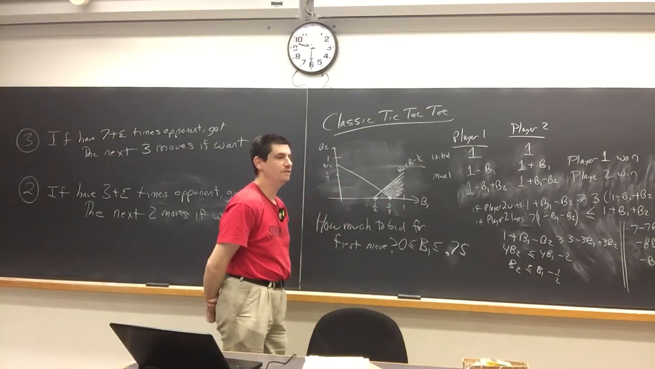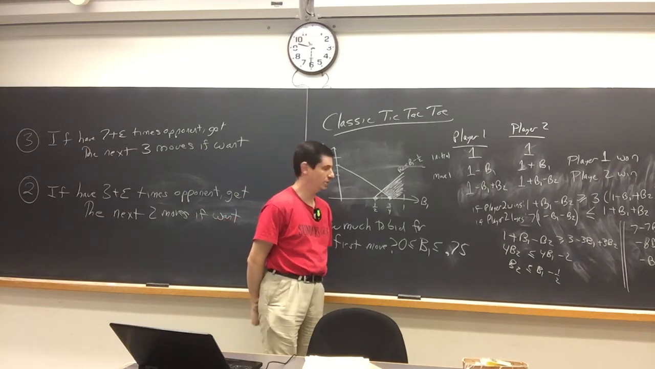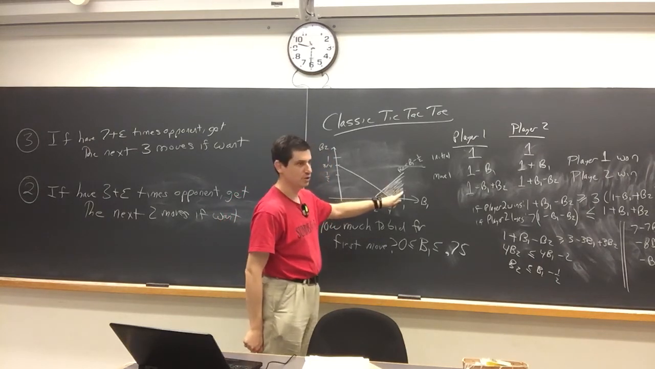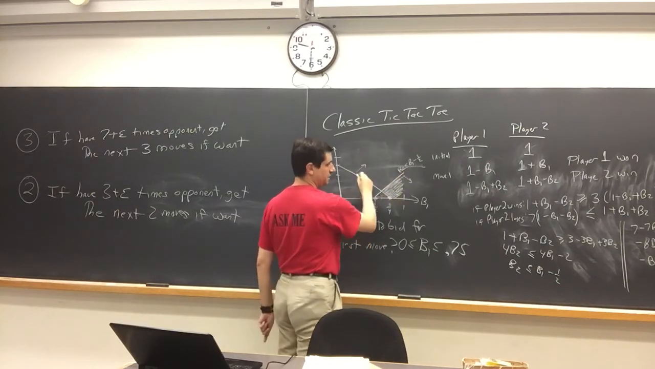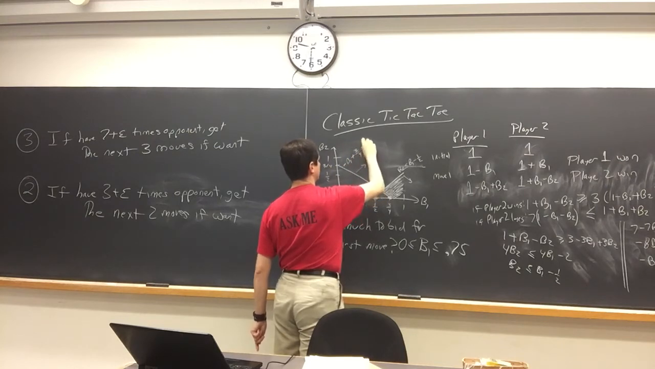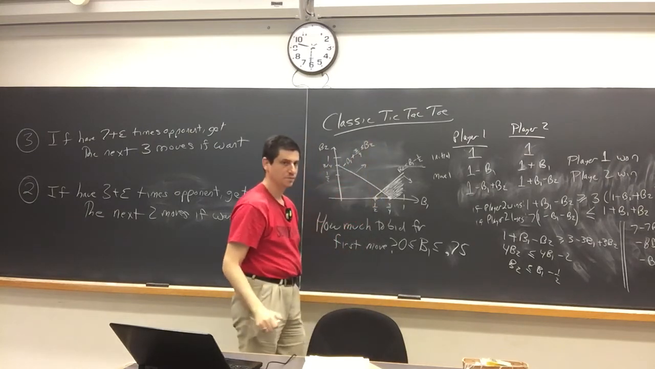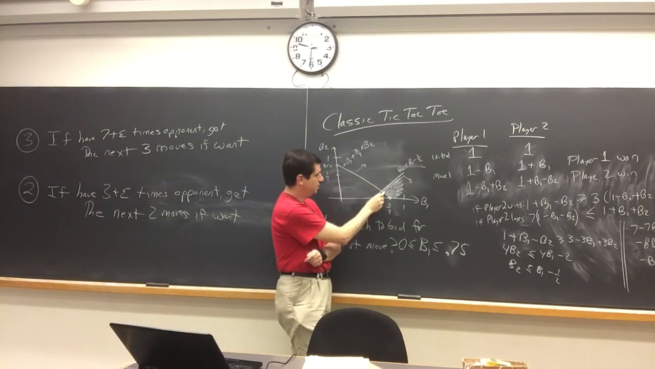We're talking about if the first person bids too much on the opening move, then player 2 will be able to win. So this is the shaded region, which is above this line and below this line. And this is the line negative B1 plus 3/4 is less than or equal to B2. So now, if we bid too much on the first move, if we bid this, then B2 can bid over here and ensure that player 2 wins.